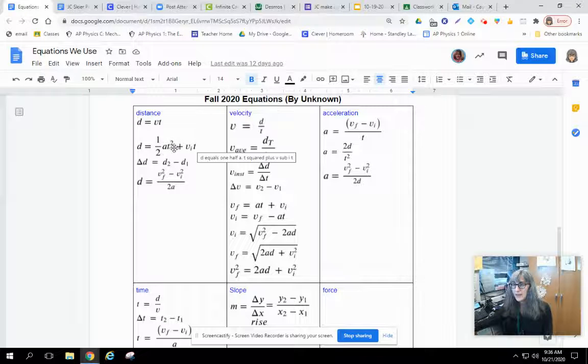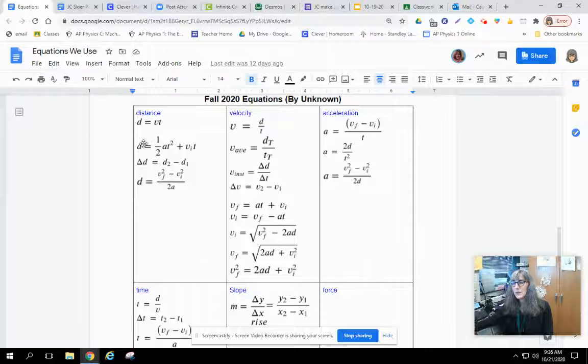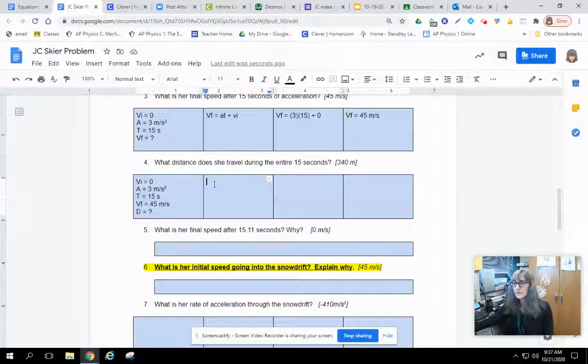So we could do 1/2 at squared plus vit, because we have a, we have t, we have vi. It's all good. We could also use this bottom equation here, that we have v final squared minus v initial squared over 2a. That works for us as well. So it really comes down to, which one do you prefer? I think it's going to be easier for me to write this one, so this is the one I'm going to choose. D is equal to 1/2 a t squared. I'm going to do the subscript in a second. Vi t.